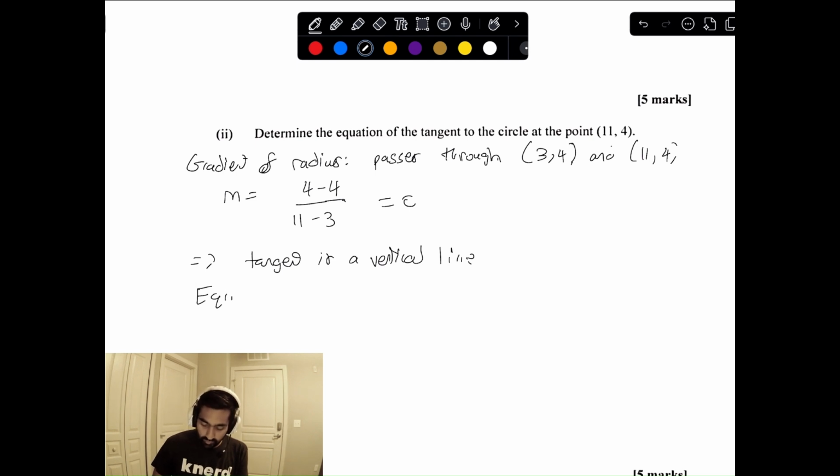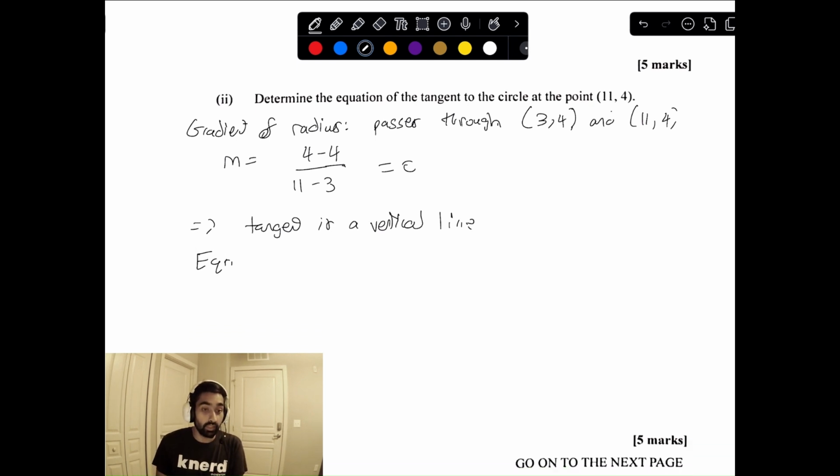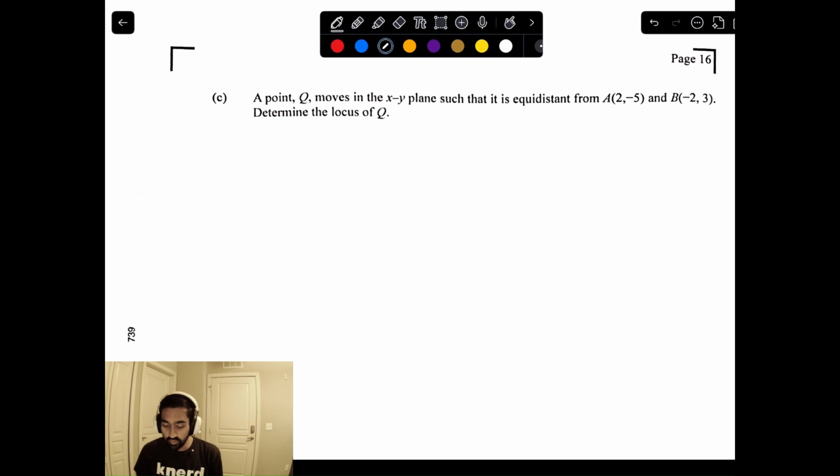So the equation of the tangent is just going to be x is equal to a constant. And since it passes through the point 11, 4, the equation of the tangent simply has to be x is equal to 11. Let's now do part C.